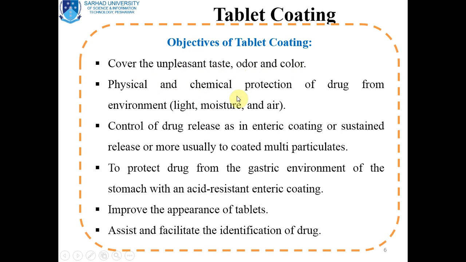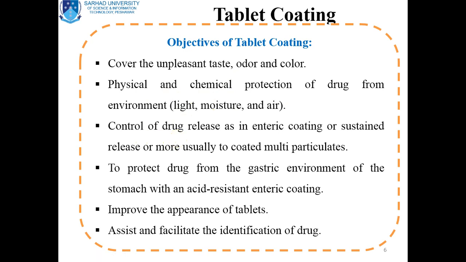The second objective is physical and chemical protection of the drug from the environment. If we want to protect the drug from the external environment like light, moisture and air, in this case we will process the tablet coating in order to give physical and chemical protection of the drug from the environmental conditions.